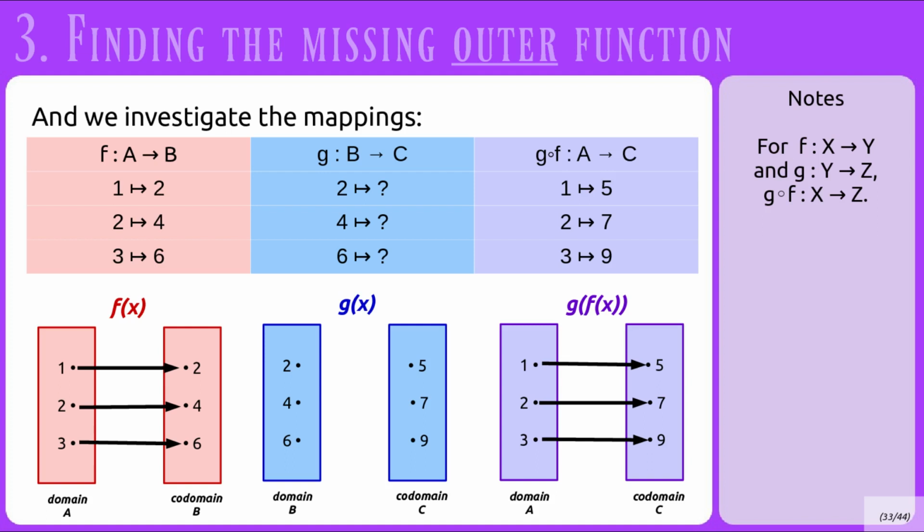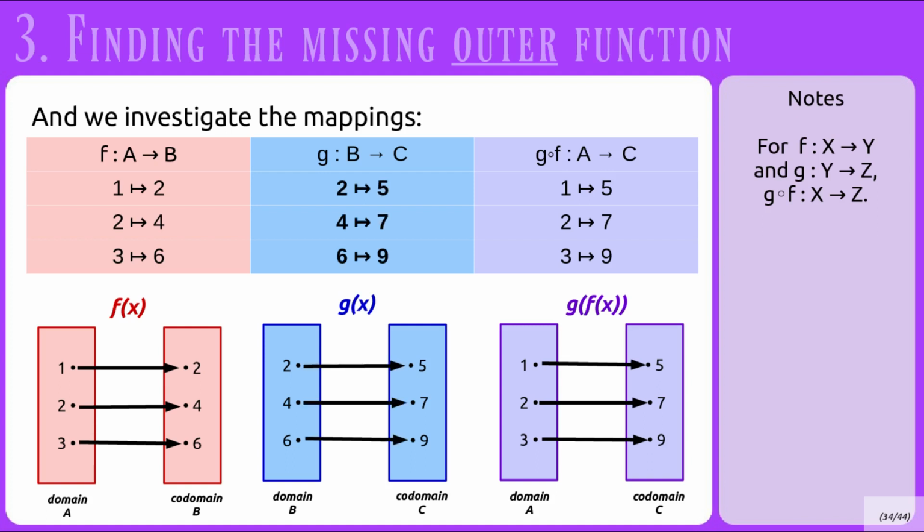Again in f, 2 maps to 4. And in g of f, 2 maps to 7. So 4 must map to 7. And in f, 3 maps to 6. And in g of f, 3 maps to 9. So in g, 6 must map to 9.